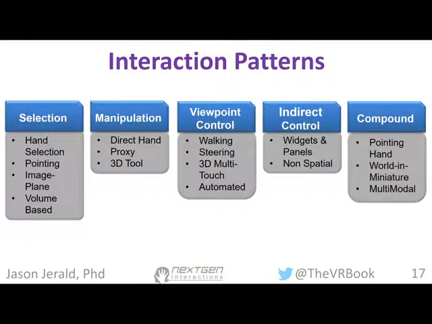Now, another way to think about how we interact with the world is what I call interaction patterns, which are groupings of different, more specific interaction techniques, but very similar in concept. Here I have five groups: selection patterns, manipulation patterns, viewpoint control, which is essentially navigation but also includes things like scaling the world, indirect control, and of course, a compound pattern. Direct control is not always the best case for virtual reality. If you want to check out a book from a library in virtual reality, you don't have to walk to the library. You want to access that information more indirectly. These patterns can be further broken into more specific interaction techniques, and I'll be showing some examples of those.